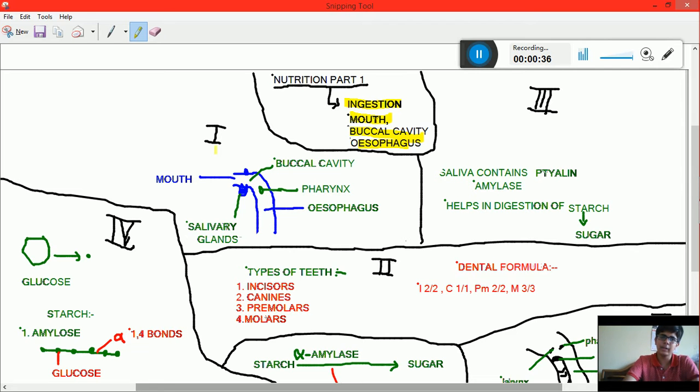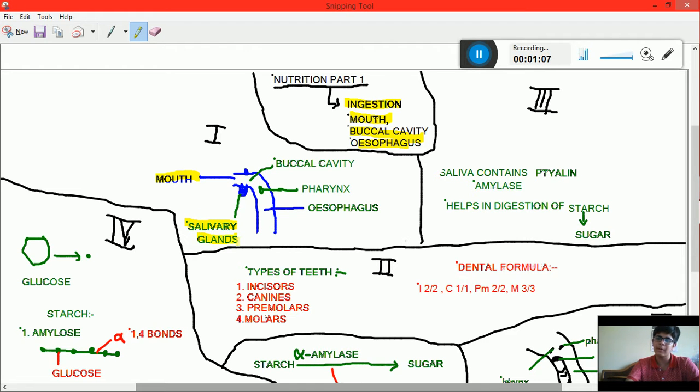So how does it occur? It occurs with the help of the mouth. First, the food that we eat is taken inside the mouth, and then it goes into the buccal cavity. Now what is the structure of the buccal cavity? The buccal cavity is a hollow structure in which the food goes for semi-digestion of starch with the help of saliva. The buccal cavity receives the secretion of the salivary glands, or we can say saliva is received by the buccal cavity.